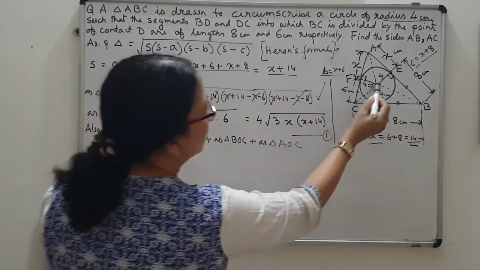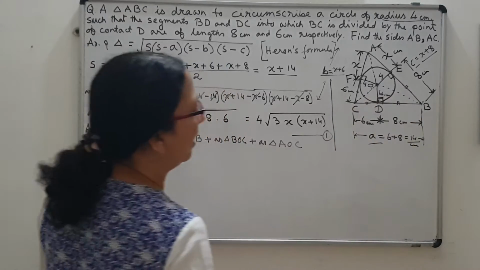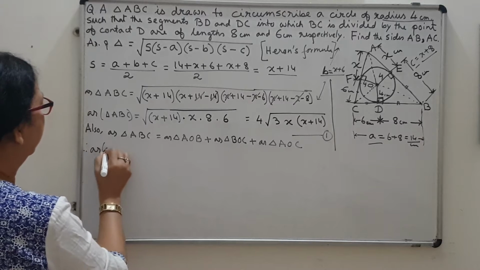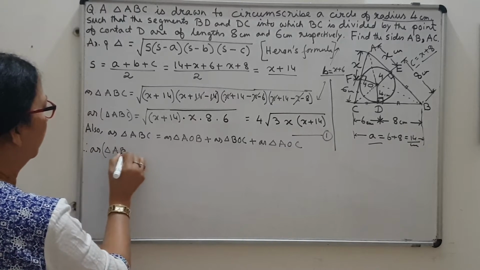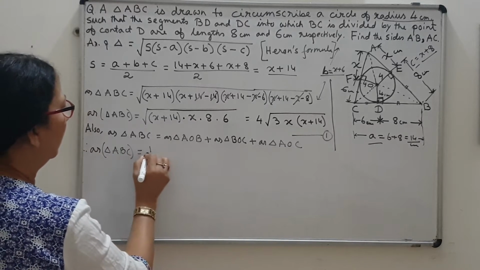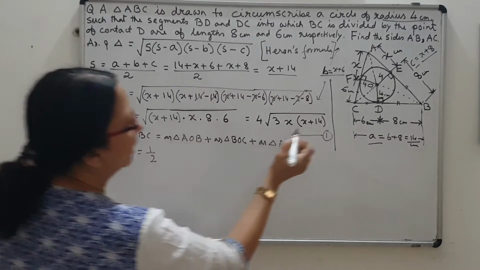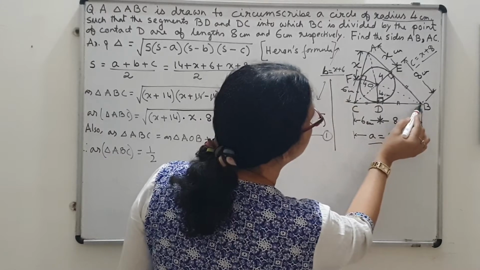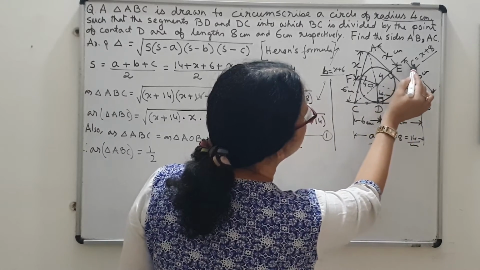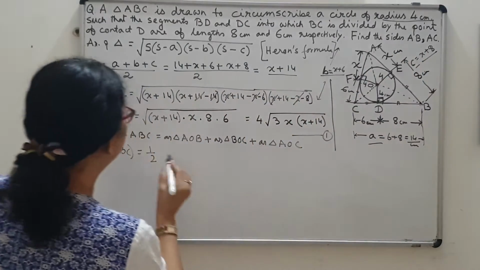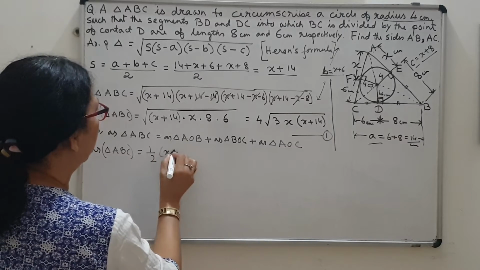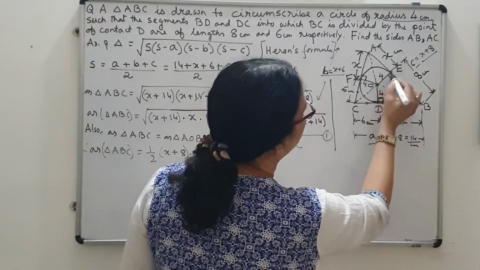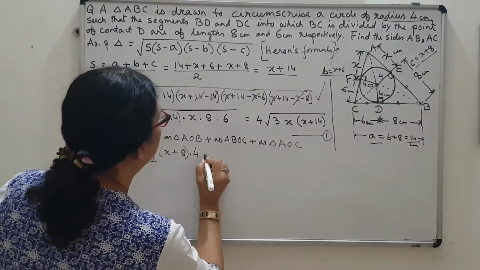Now the area of each triangle we will find using the formula half base into altitude. Therefore the area of triangle ABC is equal to half, for AOB, the base is AB, that means c is the base, which is x plus 8, and the altitude is 4 centimeters, so 4.